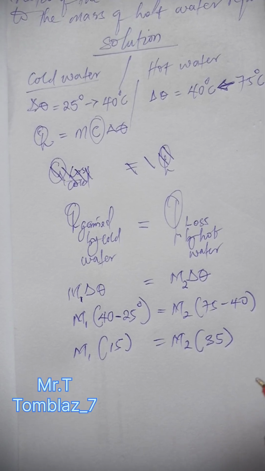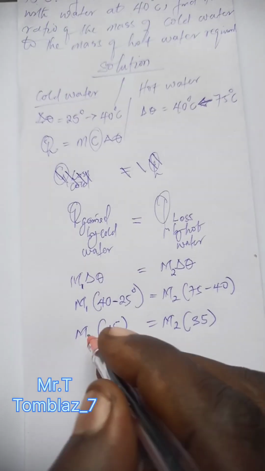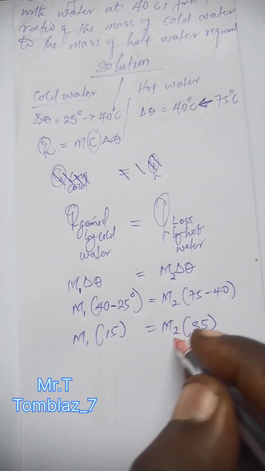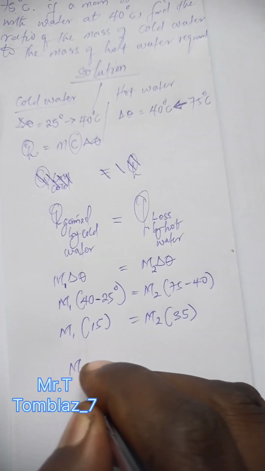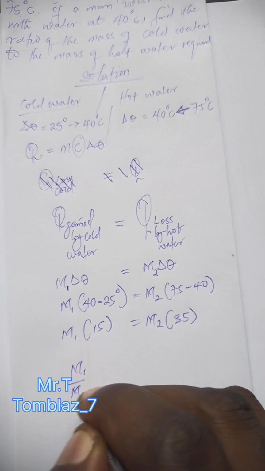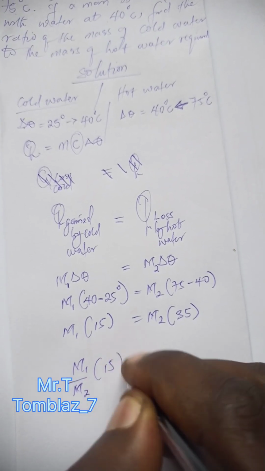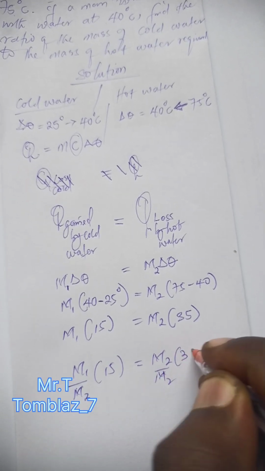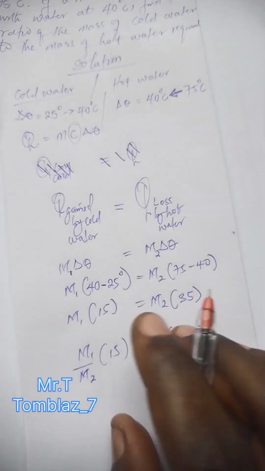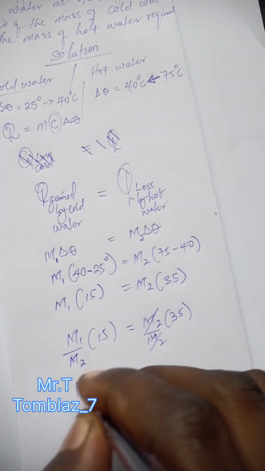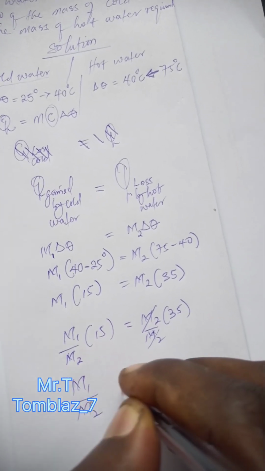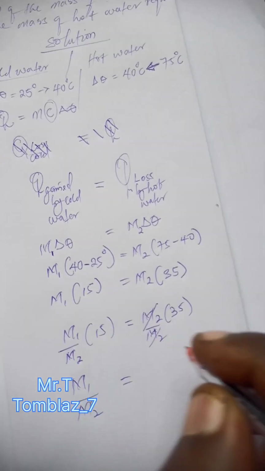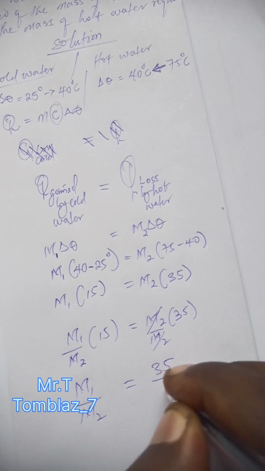So let's see, we are looking for the ratio of what? Mass of cold water to the mass of hot water, right? So this is the mass of cold water to the mass of hot water. So we are going to divide both sides by the mass of what? Hot water. So if we divide both sides by the mass of hot water, this will take off this, right? So now we have M1 over M2 is equal to, if we want to eliminate this 15 from here, 35 divided by what?